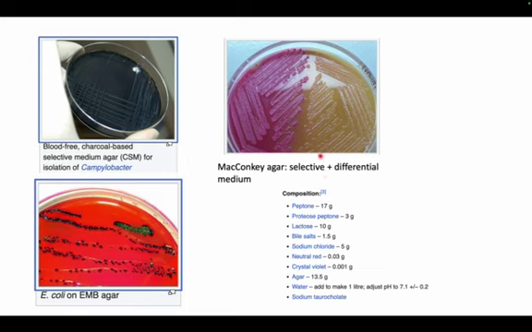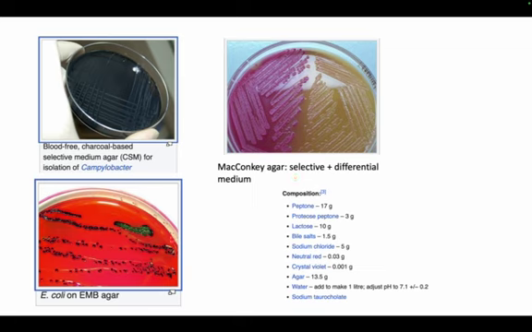But here you also see it's called a selective medium. It's called selective because it is actually selective against gram positive bacteria. It contains something called bile salts, which do not allow gram positive bacteria to grow in the medium. So it's also called a selective medium.